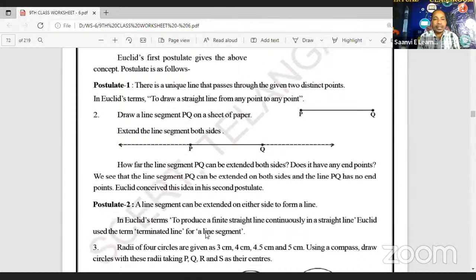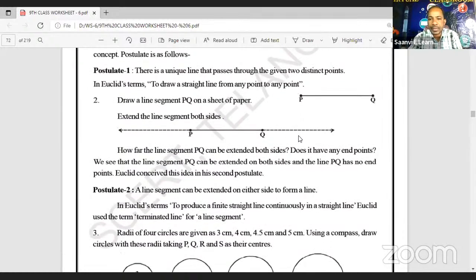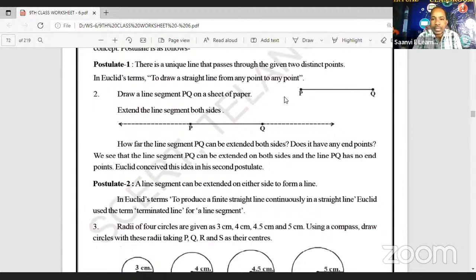What is given here? There is a unique line that passes through the given 2 distinct points. Through distinct points, we can draw only one line. Let us see here: P and Q are two distinct points. Through these two distinct points, we can draw only one line. This is postulate 1.